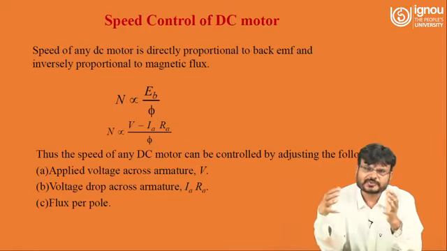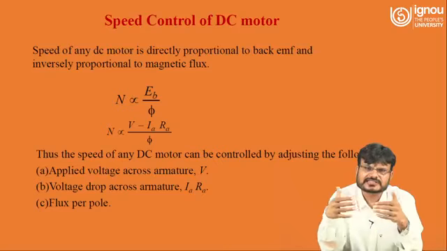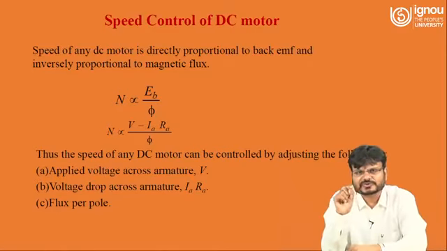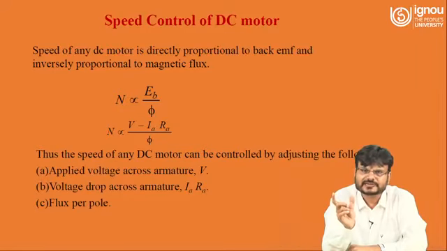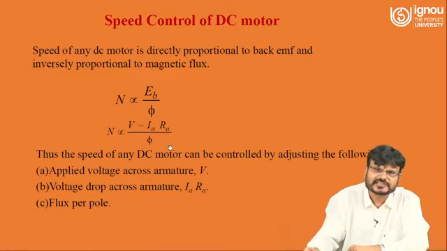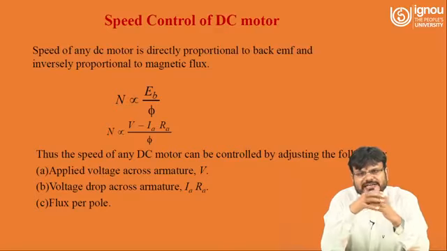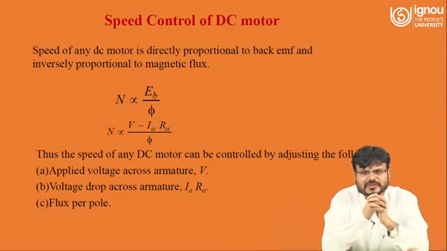Now suppose you are putting some extra resistance in series with the field winding. So what is happening? That means IF is equal to V upon RSH plus some extra resistance. That means the resistance of the field winding is increasing. If this resistance is increasing, that means field current is decreasing. If field current is decreasing, that means the speed of the DC motor will increase. That means the flux control method is used to get speeds above the normal speed.